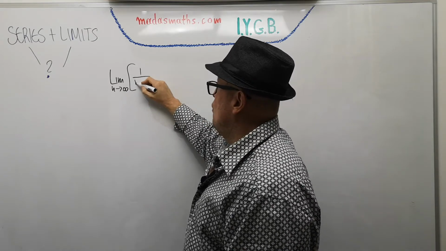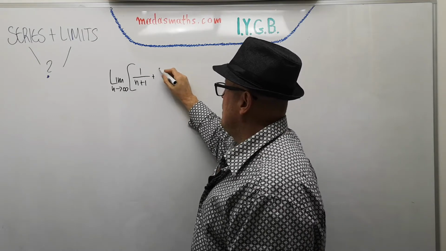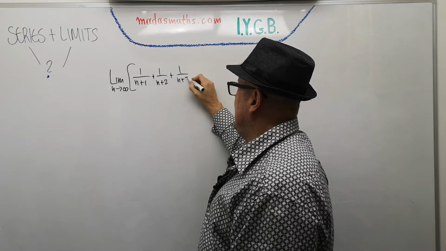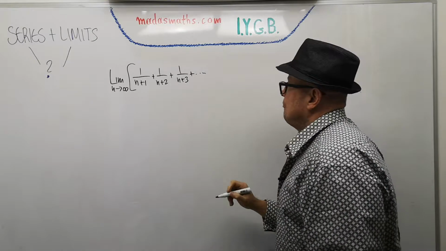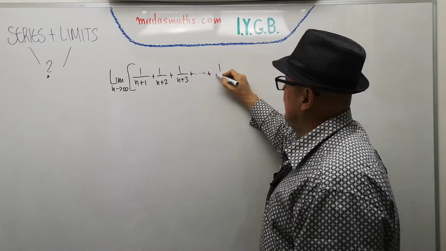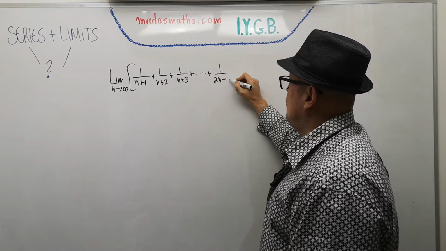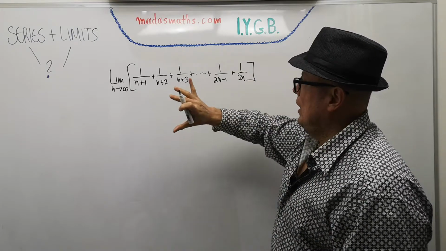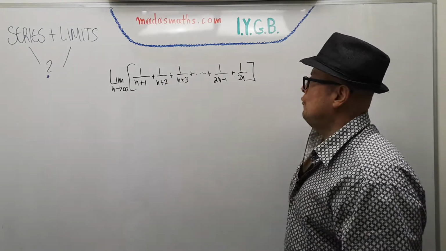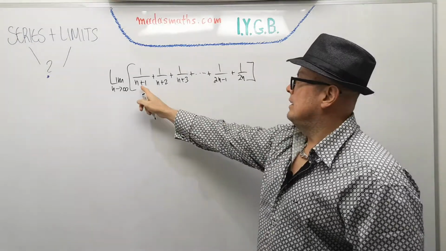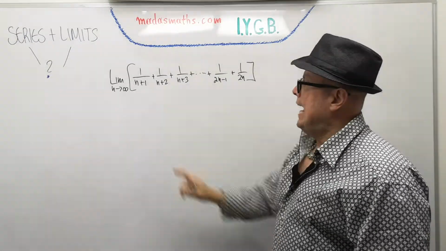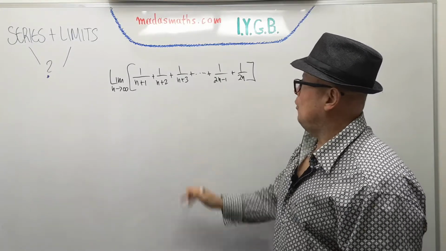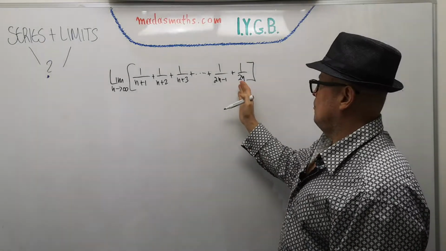It is 1 over n plus 1, plus 1 over n plus 2, plus 1 over n plus 3, plus dot dot dot, and we're going to finish with 1 over 2n minus 1, plus 1 over 2n. So the question is, what is the limit of this finite series as n tends to infinity? First of all, the first thing to notice is what's the pattern here.